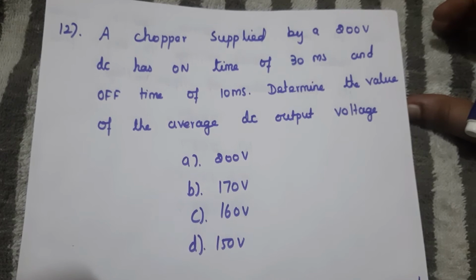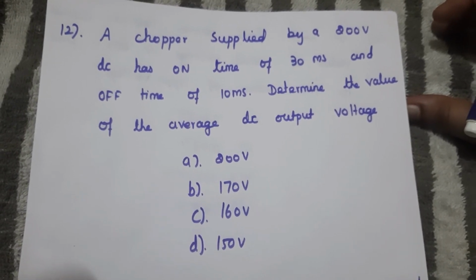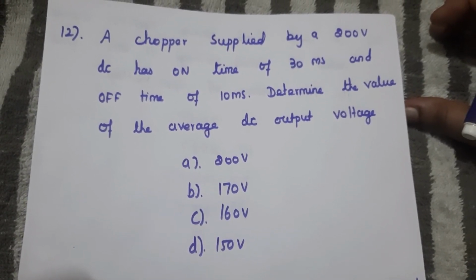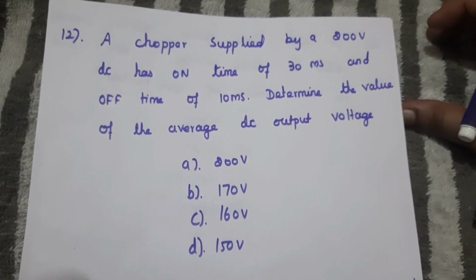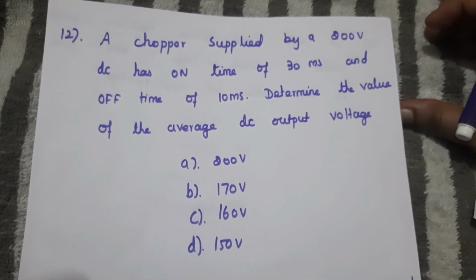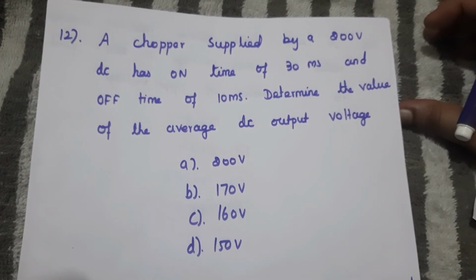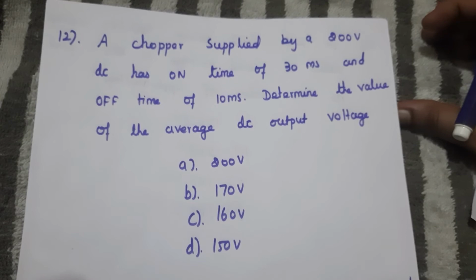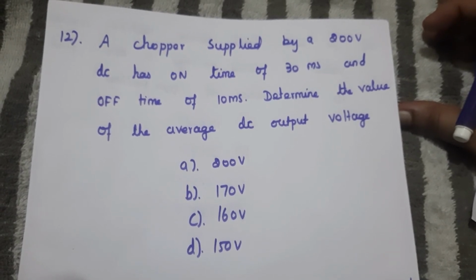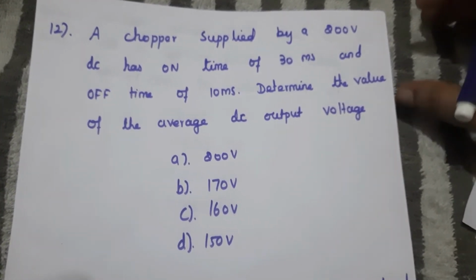And 12th question: a chopper supplied by a 200 volt DC has on time of 30 millisecond and off time of 10 millisecond. Determine the value of average DC output voltage. Find the correct one.